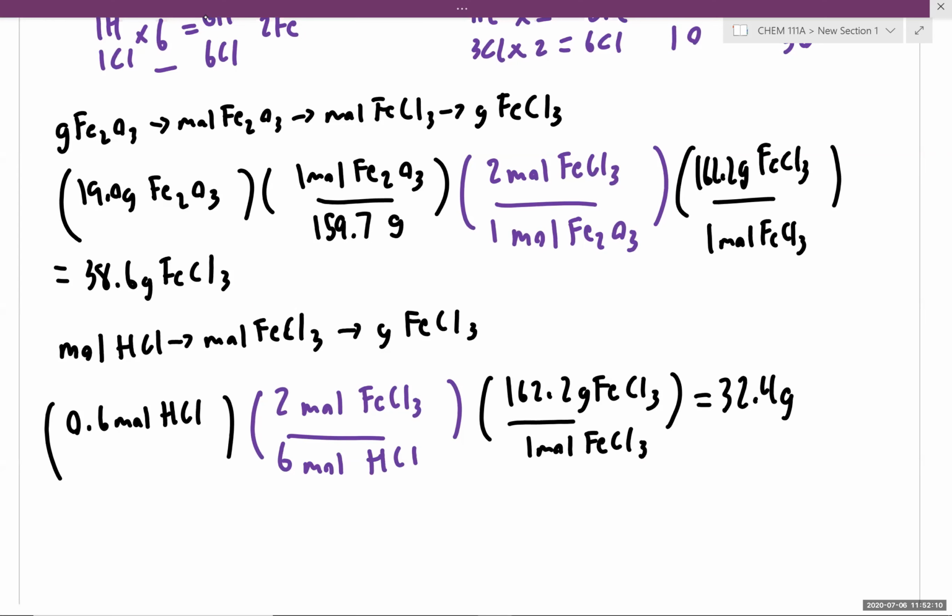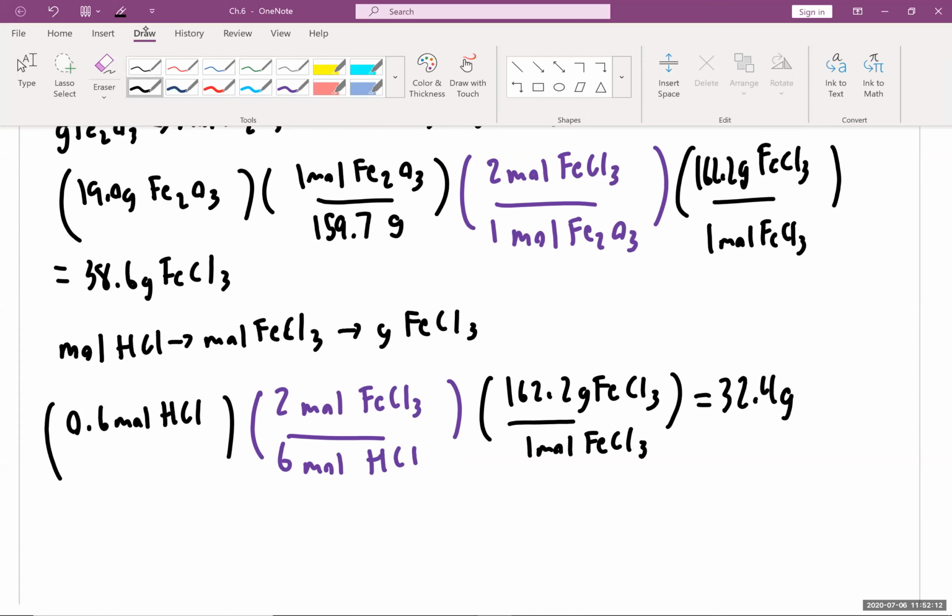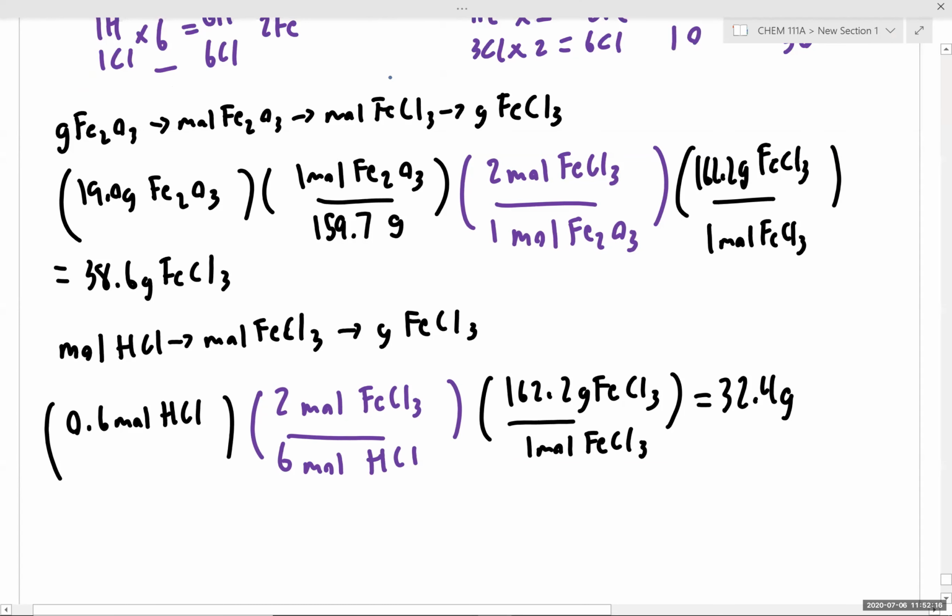So which reactant is limiting? Hydrochloric acid or iron 3 oxide? Hydrochloric. Yep, exactly right. So HCl is limiting.